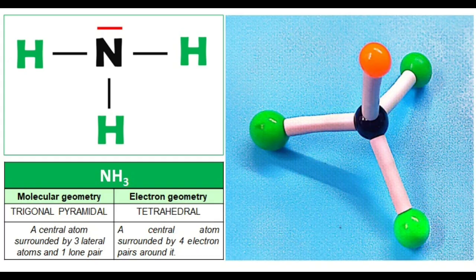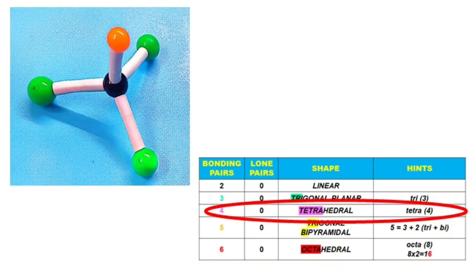When we are talking about molecular geometry, what do we say? A central atom is surrounded by 3 lateral atoms and 1 lone pair. So we have 3 bonding pairs and 1 lone pair. The shape is trigonal pyramidal. If we consider electron geometry, we consider all of the pairs like atoms. We imagine that this lone pair is also an atom, so we consider 4 electron pairs. So we don't care if it's a bonding pair or a lone pair. We consider them all just like electron pairs. So in this case it will be tetrahedral.